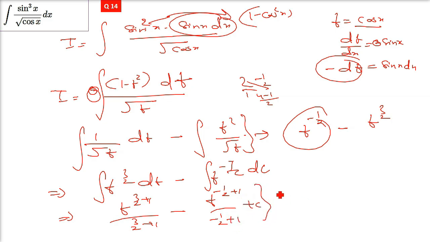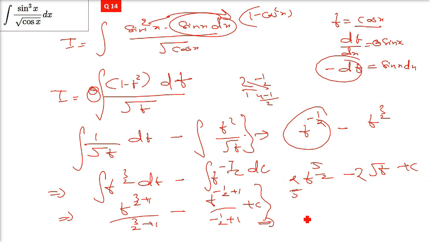So this t raised 3 by 2 plus 1 is t raised 5 by 2, denominator 5 by 2, it goes up, 2 by 5 will be the result. And minus t raised 1 minus half is half only. So t raised half will be under root t only. 1 minus half is half, the half goes up and in the inverted form it will form 2.